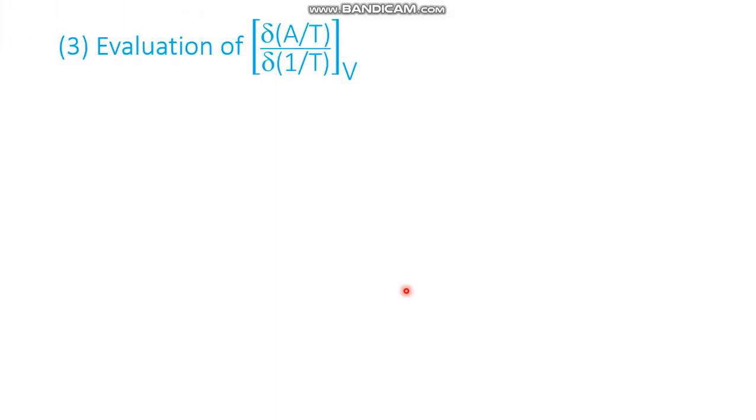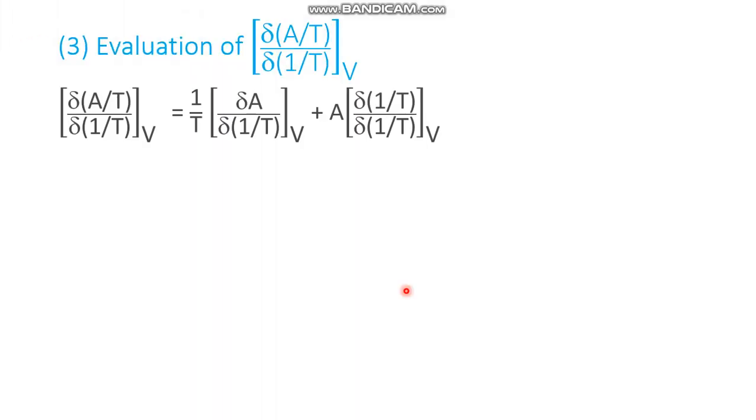Let's evaluate del of A by T with respect to del of 1 by T at constant volume. Okay, so simply differentiate. This is a little bit complicated, not as simple as the previous two, 1 and 2. So 1 by T constant, differentiation of A, and then A constant, differentiation of 1 by T. This value is nothing but T square into S. So how do we get this value, T square into S? Let's find out. And this value is 1, so A into 1 equals A. So finally we have T square S by T, that means TS plus A, isn't it?